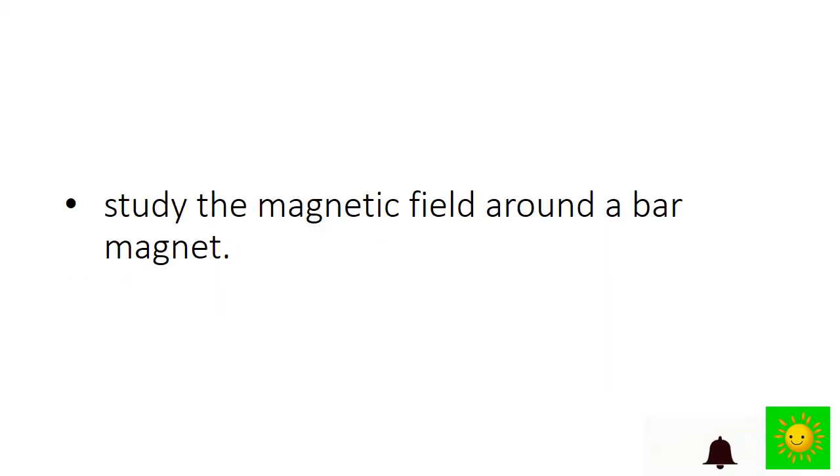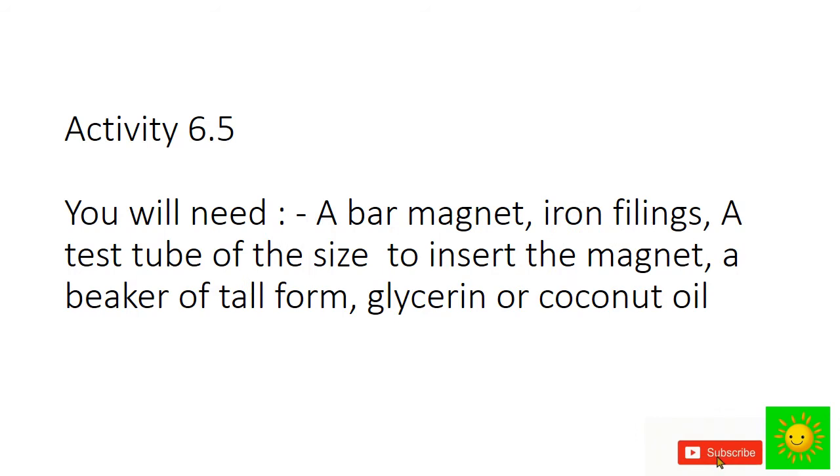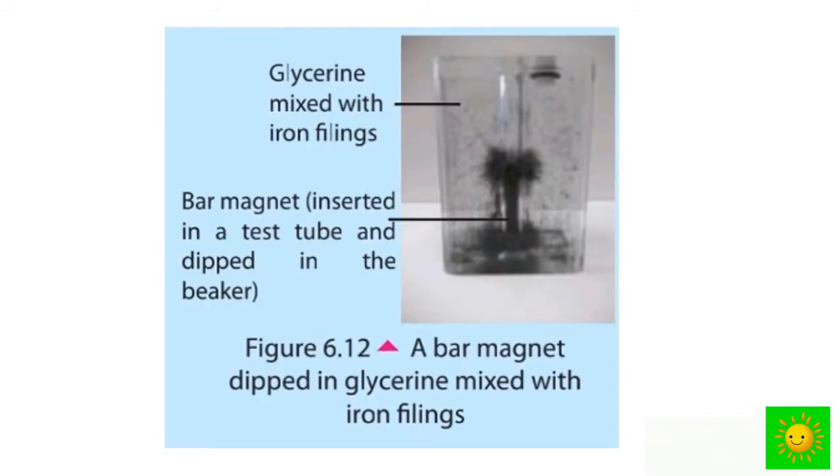Let's do another activity relevant to this topic. Study the magnetic field around the bar magnet. You will need these things: a bar magnet, iron filings, a test tube of a size that the magnet can be inserted into, a beaker of tall form, and glycerine or coconut oil. What do you have to do?